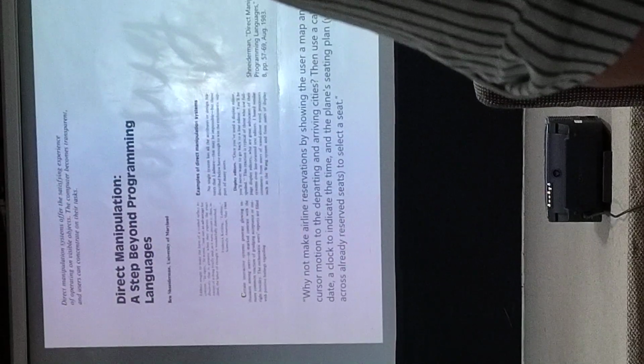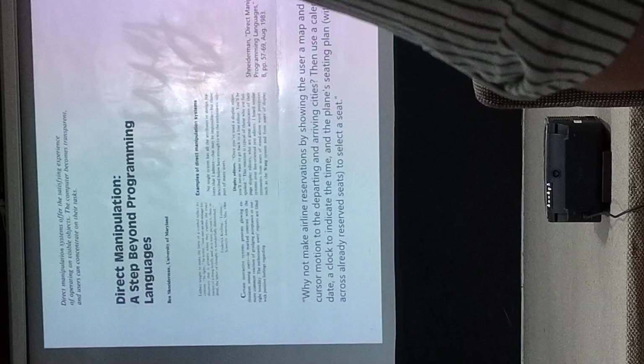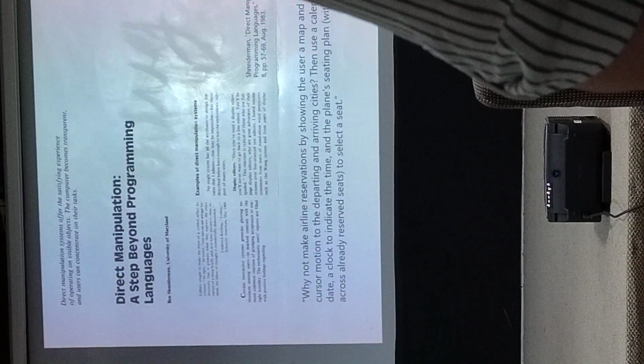So when he says things like this, so this is 1983, right? And look at the excitement in his voice. Why not make airline reservations by showing the user a map prompting for cursor motion to departing and arriving cities? Then use a calendar to select a date, a clock to indicate the time, and the plane's seating plan with diagonal lines across already reserved seats to select a seat.